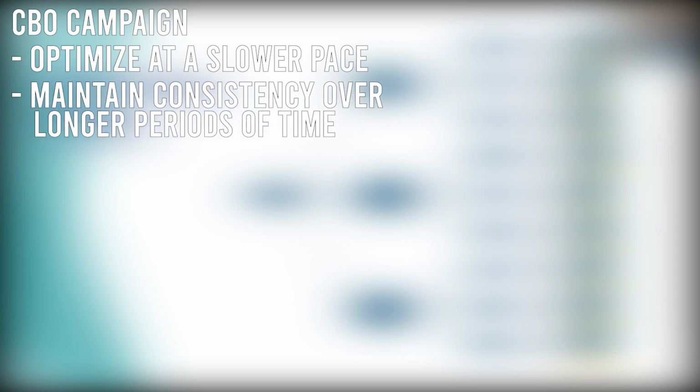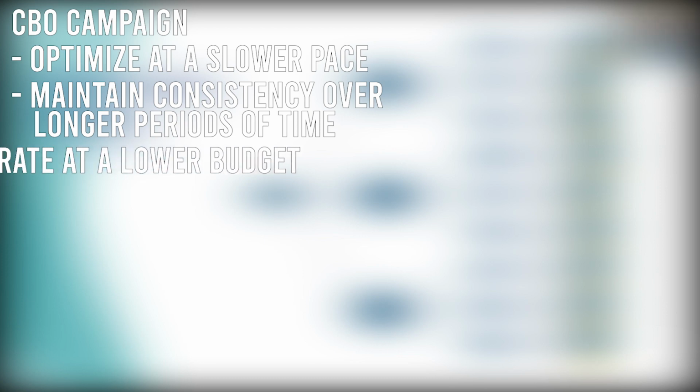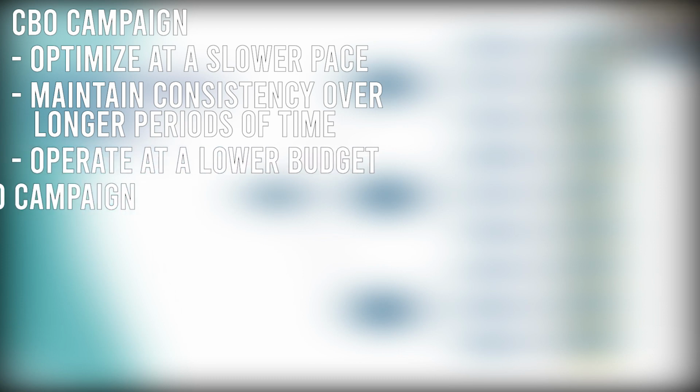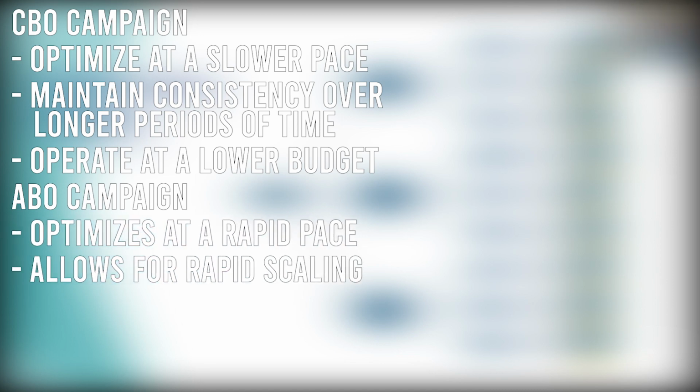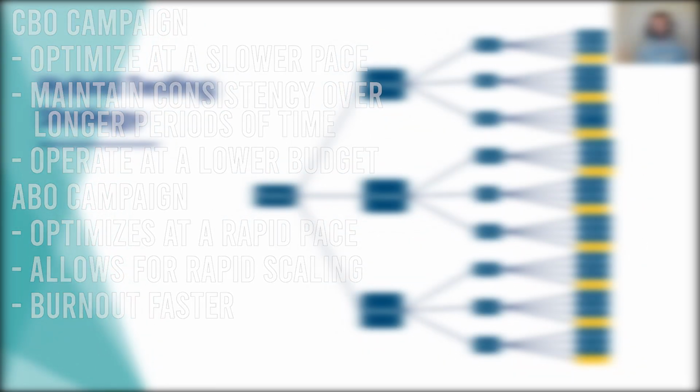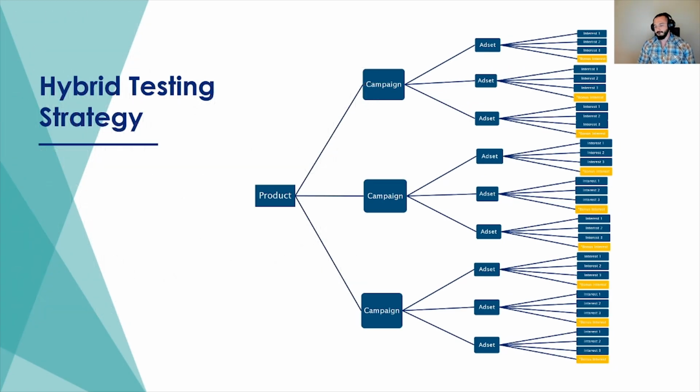CBO campaigns, I find, optimize very differently than ABO. They optimize at a slower pace, and they maintain consistency over seemingly a longer period of time. But they do this by operating at a lower budget. And ABO optimizes more rapidly and allows you to scale more rapidly. But they also burn out faster. So I have developed a way to utilize both in order to help you guys spend less on testing, really. Waste less money on testing.